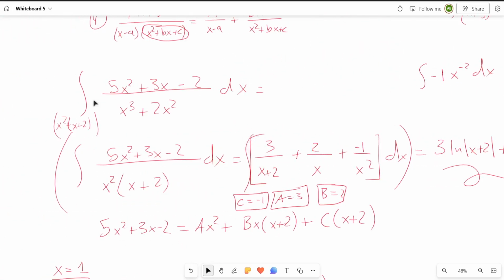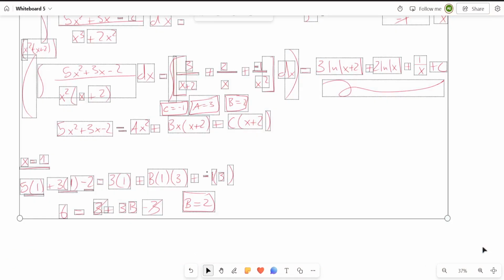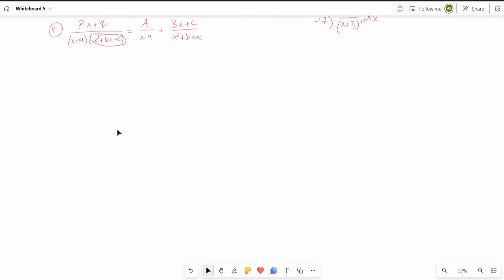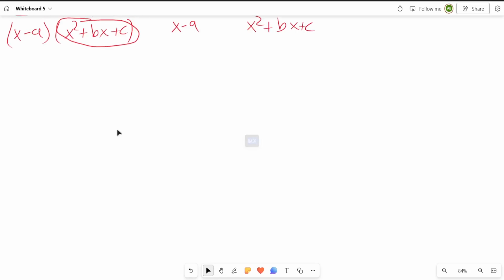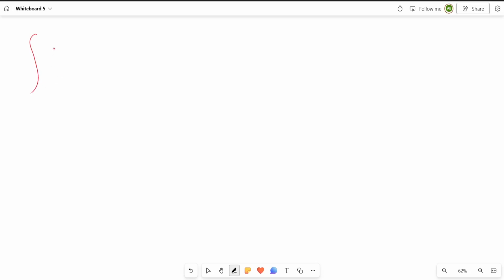Okay, let's take one more example. Let's erase all of this. Okay, let's say we have an example that says we need to find the integration of 10 over (x minus 1) times (x squared plus 9).